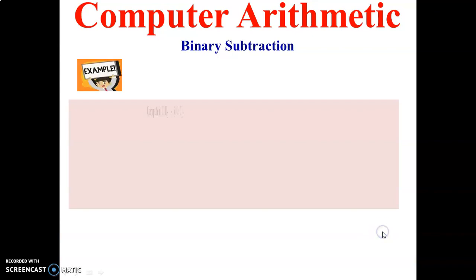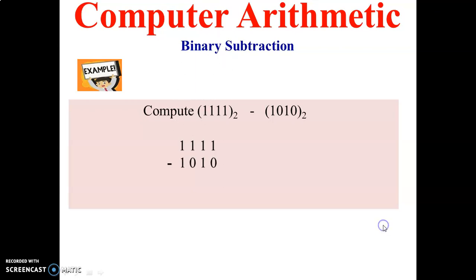We have to compute 1111 base 2 minus 1010 base 2. So we arrange them like 1111, then 1010, and the output will be 0101. As I told you, when we subtract 0 from 1, the result will be 1. When we subtract 1 from 1, the result will be 0. This is the simple subtraction that we have performed right now.